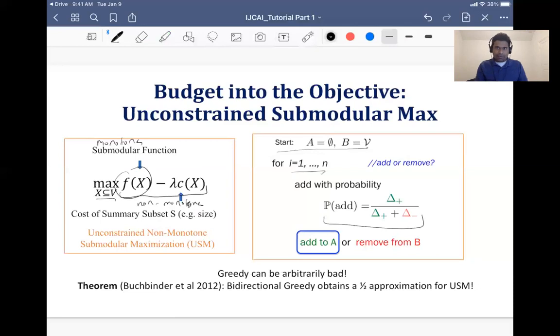So essentially you flip a coin with this particular probability, P add, right? If the coin says heads, you add; if it says tails, you remove from B, right? So in either case, A grows or B shrinks, and it's a randomized algorithm, right? Finally, it will converge after n iterations. The subset it converges to turns out to have a half approximation for unconstrained submodular maximization.